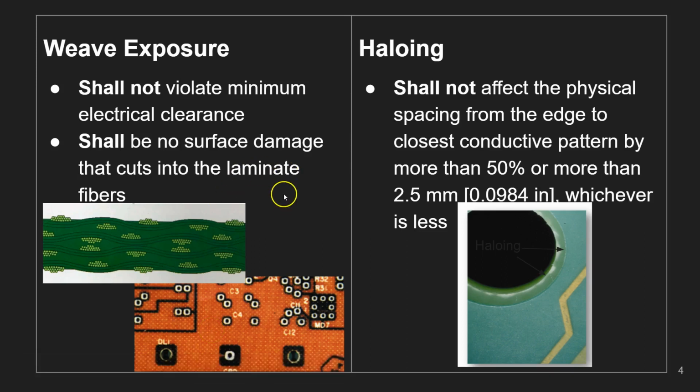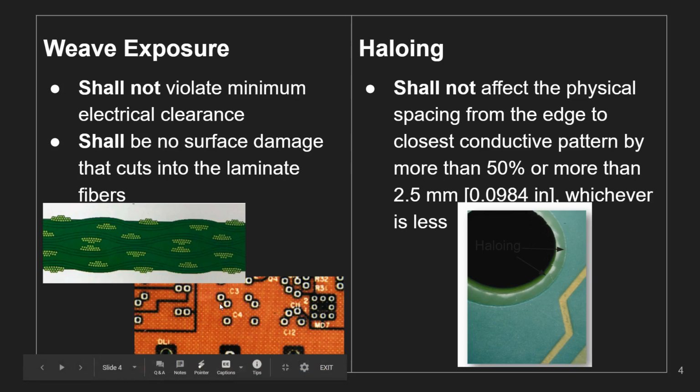If we talk about class 3, this weave exposure is actually not acceptable. So if you're working on class 3 types of product, then you have to keep in mind that you don't have this weave exposure. Now let's see this. It shall not violate minimal electrical clearance, and there shall be no surface damage that cuts into the laminate fibers.